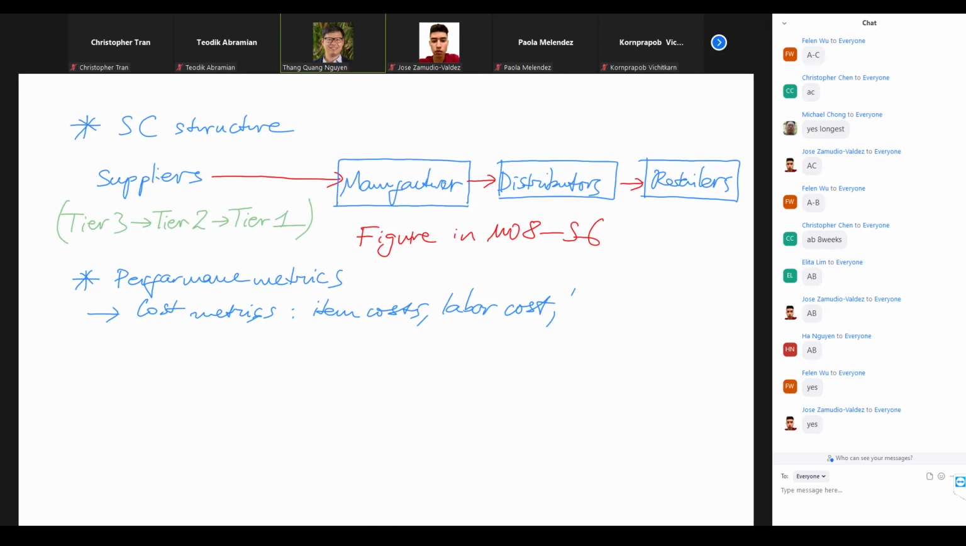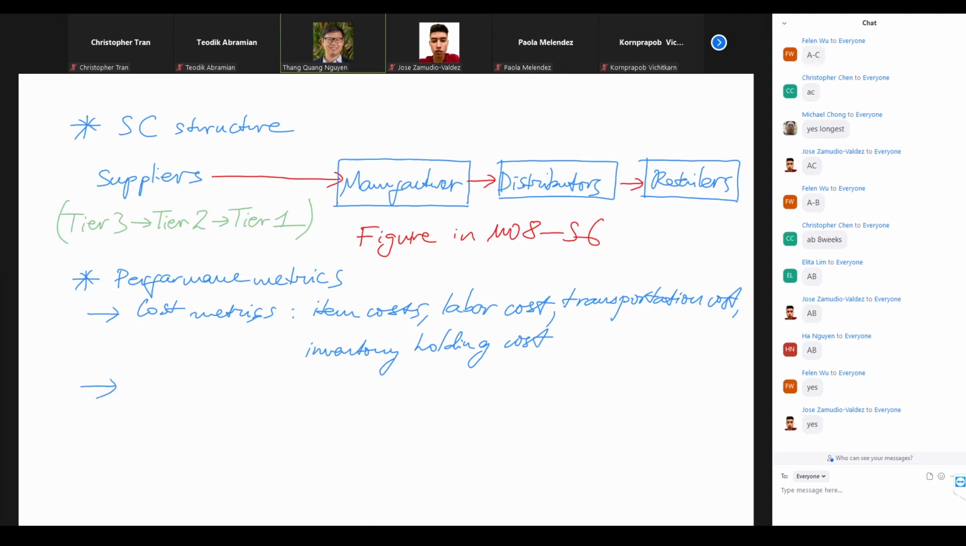And then transportation costs, and then inventory holding costs. All these are important because if we do not control the cost, it will cut into our profit, right? Literally, our stock price might go down because the reported profit margin goes down. So that's the cost metric.